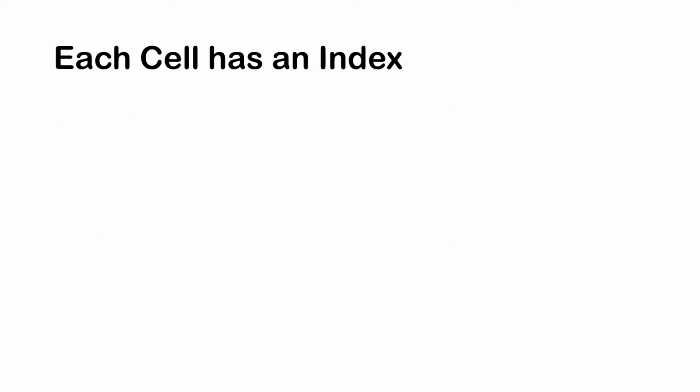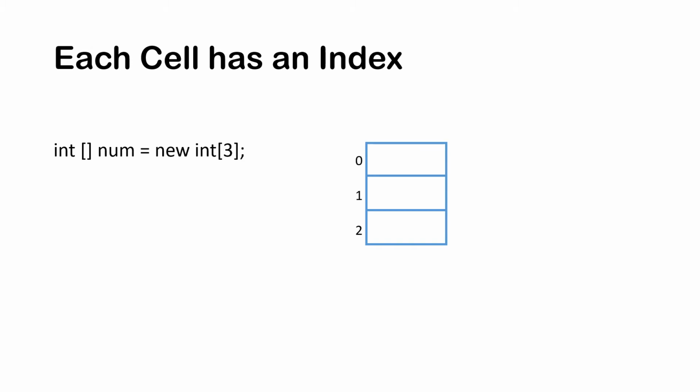Each cell has an index. What does this mean? So if I declare int[] num = new int[3], I'm declaring an array of 3 cells. And as you can see, each cell has a number. So the first cell is number 0, the second cell is number 1, the third cell is number 2, and it goes on like that for a bigger array. The little numbers 0, 1, and 2, these are called the index of the cell or of the array.